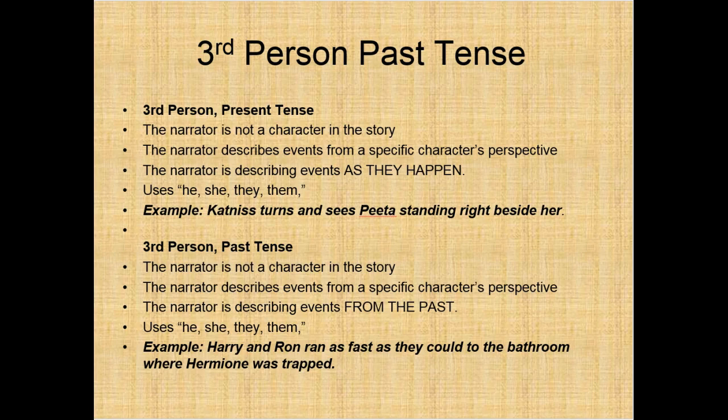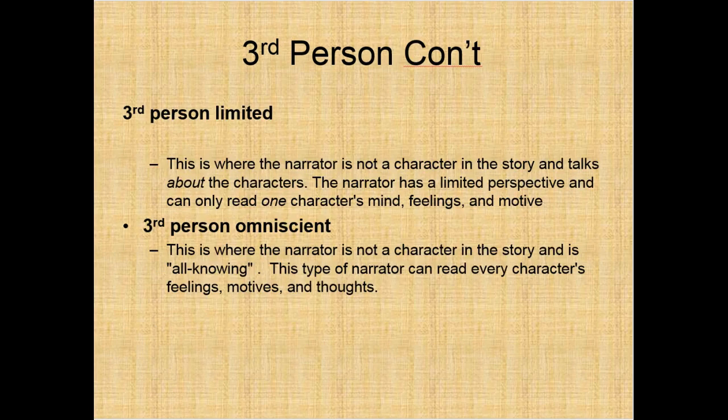Now, the two additional ones that I want to talk about are third-person limited and third-person omniscient. So third-person limited is when the narrator is not a character in the story and talks about the other characters, and they only have a limited perspective of one of the characters' minds, feelings, or motives. Not everybody, but just one, and that's called limited. So the next one would be third-person omniscient, where the narrator knows everything. All right, they know all the feelings and the motives and the thoughts of everyone.